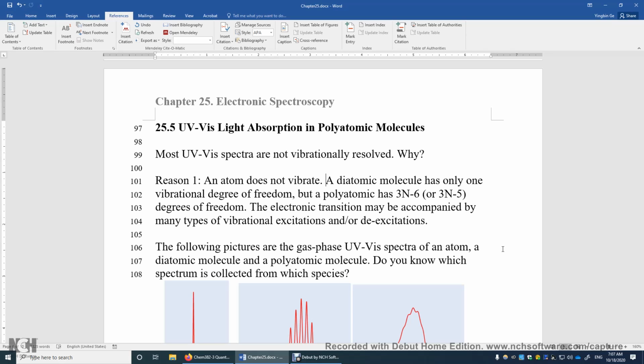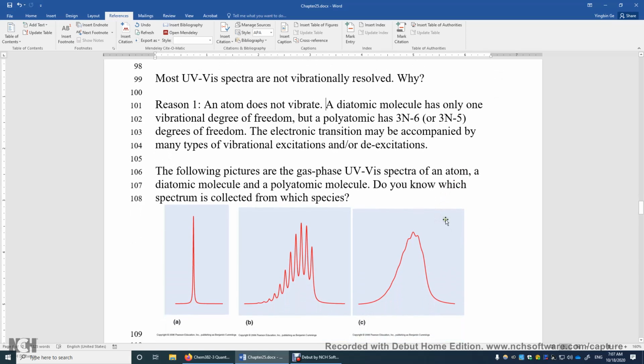So now I'm going to show you 3 pictures. They are the UV-Vis spectra of an atom, a diatomic molecule, and a polyatomic molecule. So this is the UV-Vis of an atom in the gas phase. This is really sharp because this electronic transition is not accompanied by any vibrational transition.